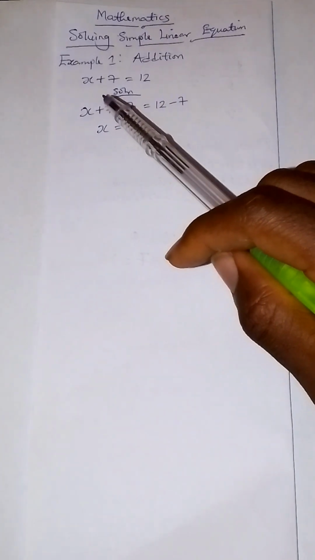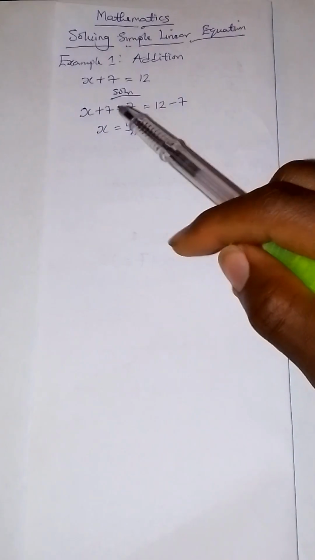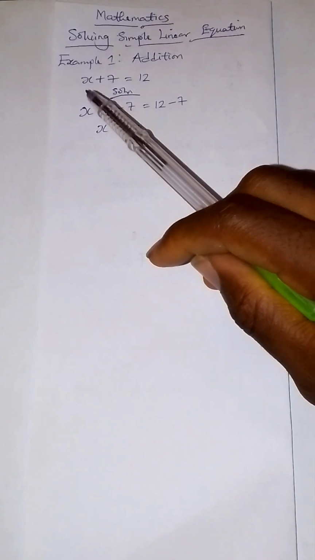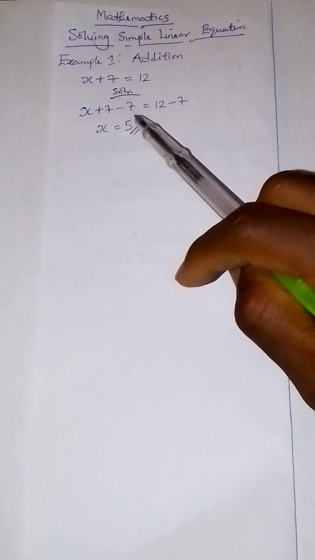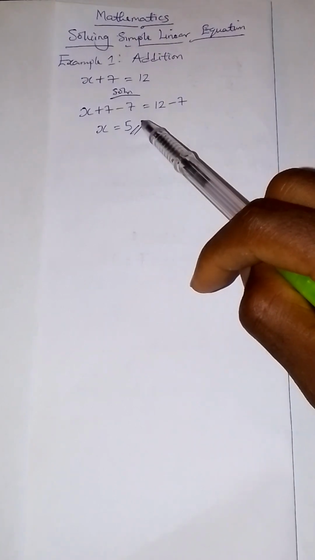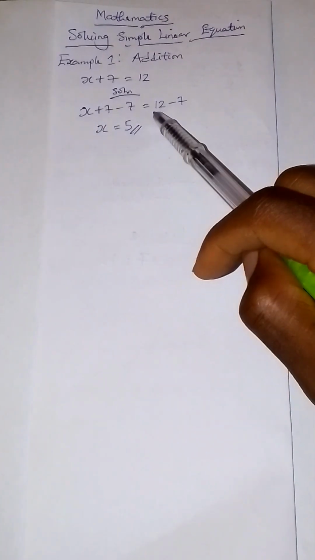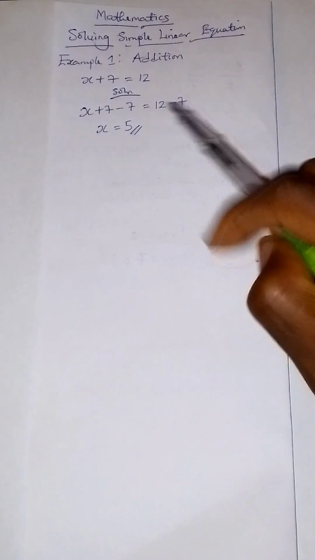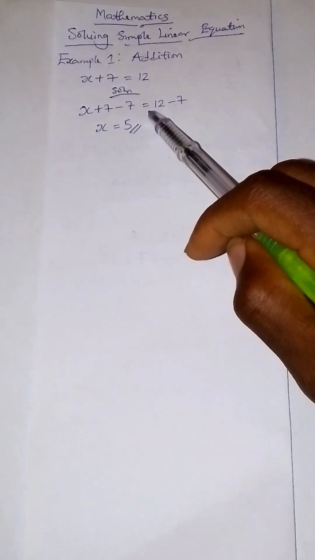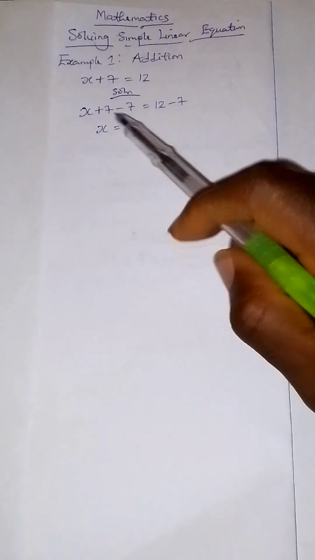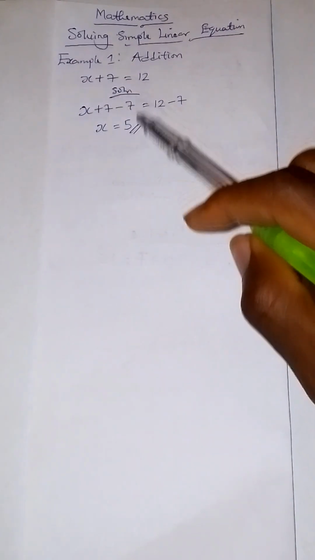When you have an equation like s plus 7 equals 12, where there's addition, what is obstructing the s is the addition of 7. What we do is subtract 7 from both sides. That is the opposite operation. So we have s plus 7 minus 7 equals 12 minus 7. Plus 7 minus 7 is 0. Then 12 minus 7 is 5. So s is equal to 5. The value of s in this equation is 5.